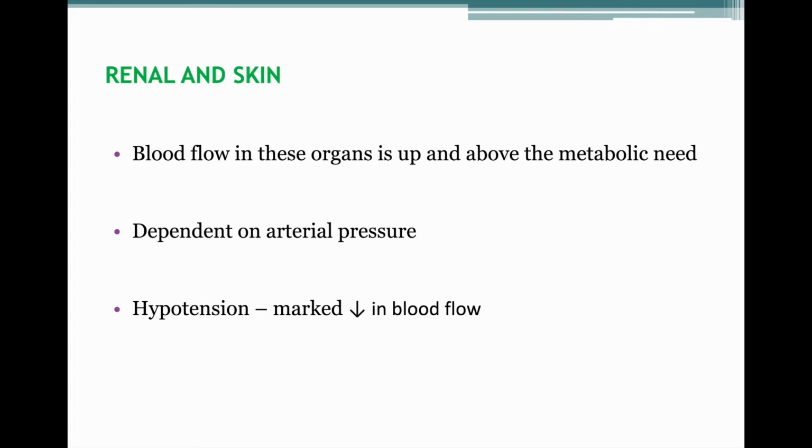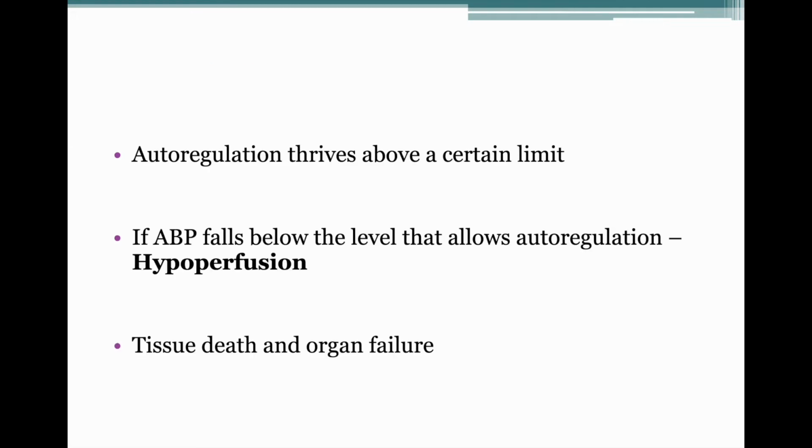Now in the skin, the main activity is to maintain the core temperature of the body. Whenever blood flow increases, it causes vasodilation. Suppose a patient is in septic shock, there is vasodilation, there is fever or whatever. To maintain the need, it accordingly causes vasodilation or vasoconstriction. So the blood flow in the skin and kidneys is generally up and above the metabolic need, and that is dependent on your arterial pressure. If the arterial pressure is low, there will be reduced perfusion, reduced urine output, or hypothermia. Hypotension causes markedly reduced blood flow in these organs.